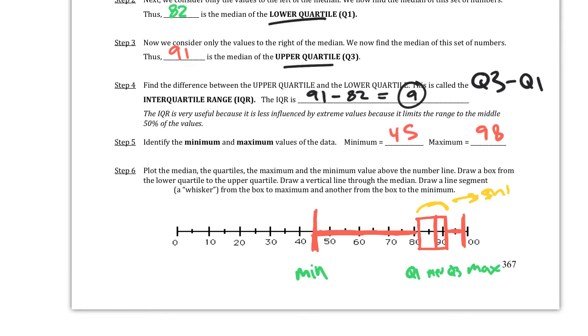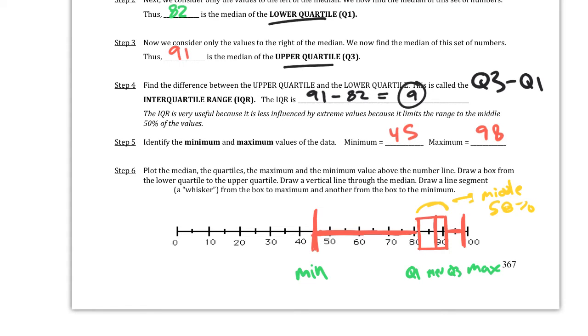So middle 50%. That word up top says middle. I should probably rewrite that. The middle 50%. Okay, and so that gives you an idea.